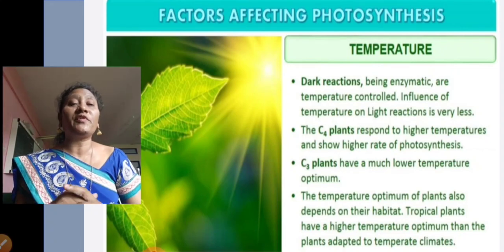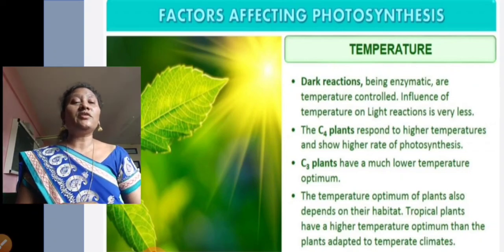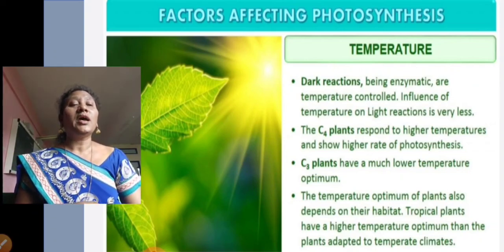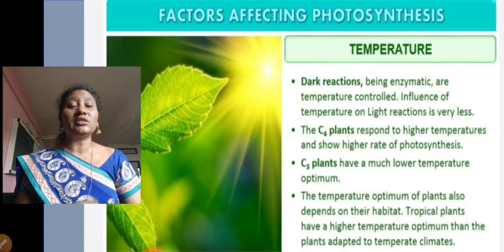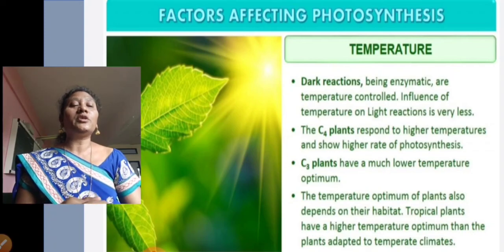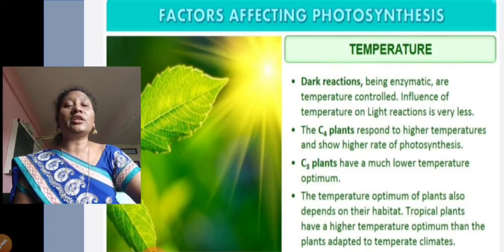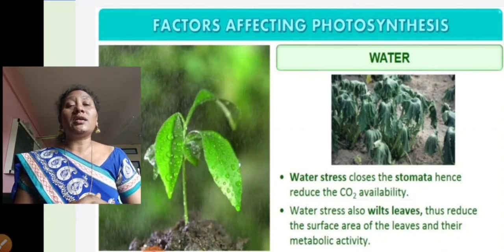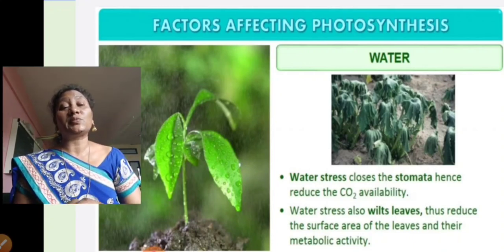How does temperature affect the process of photosynthesis? The dark reaction is enzymatic and temperature controlled. The influence of temperature on the light reaction is very little. C4 plants respond to higher temperatures and show a higher rate of photosynthesis when there is more temperature. C3 plants have a much lower temperature optimum. The temperature optimum of plants also depends on their habitat. Tropical plants have a higher temperature optimum than plants adapted to temperate climatic conditions. Depending on the temperature also, the rate of photosynthesis changes.